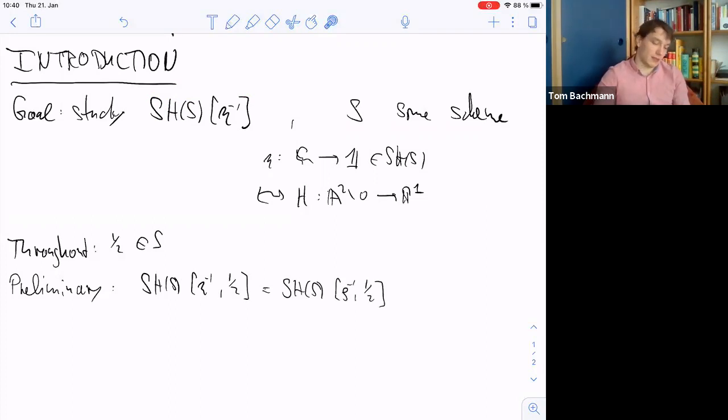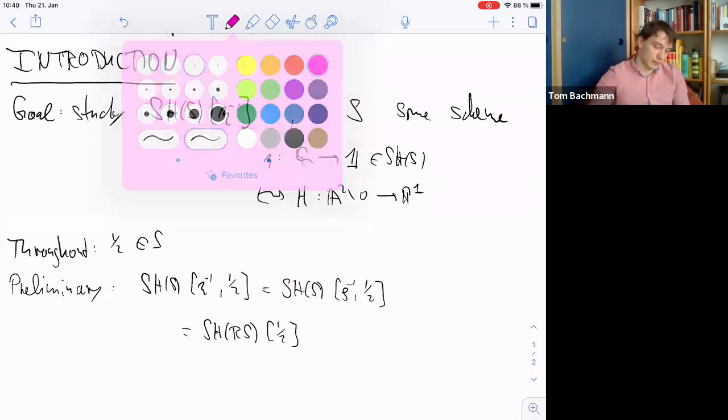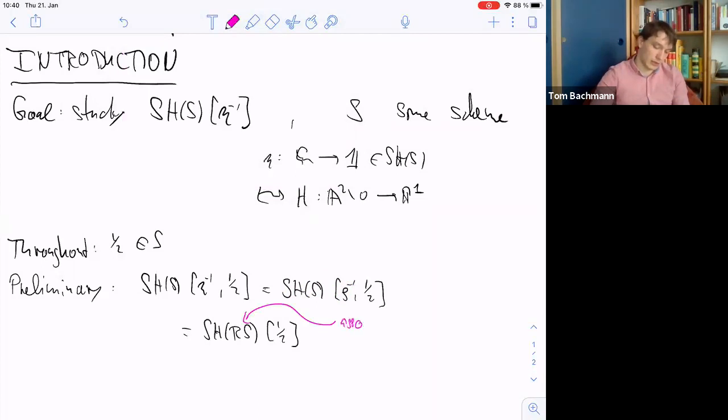And then the reason why this is useful is that somehow if you invert rho, even without inverting two, then the category becomes much simpler. So this is just going to be sheaves of spectra on the so-called real spectrum, and then, of course, I still have to invert two. So this is the associated real space. And it's just some topological space. Doesn't matter for now what it is or for the rest of the talk.